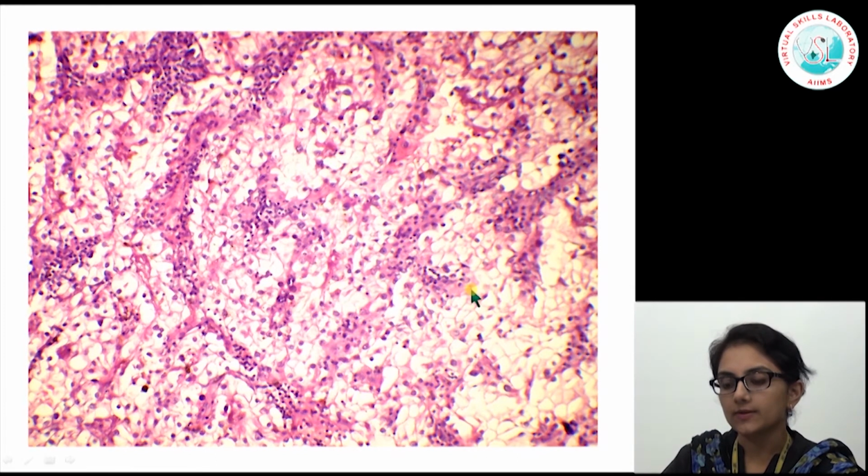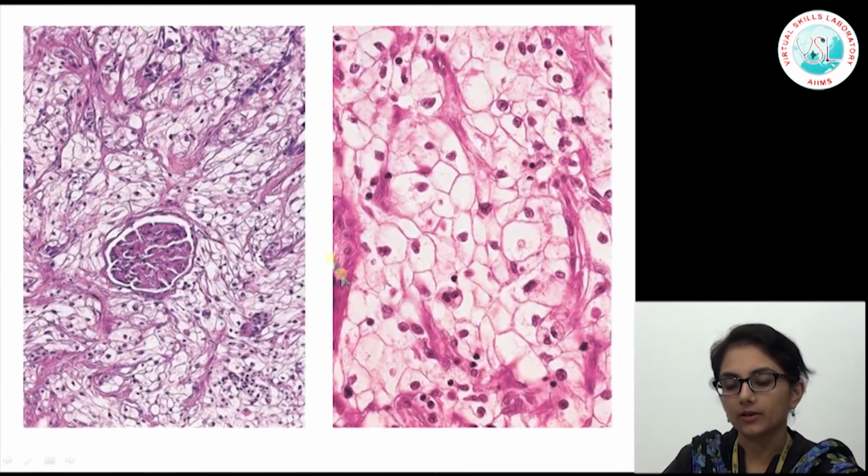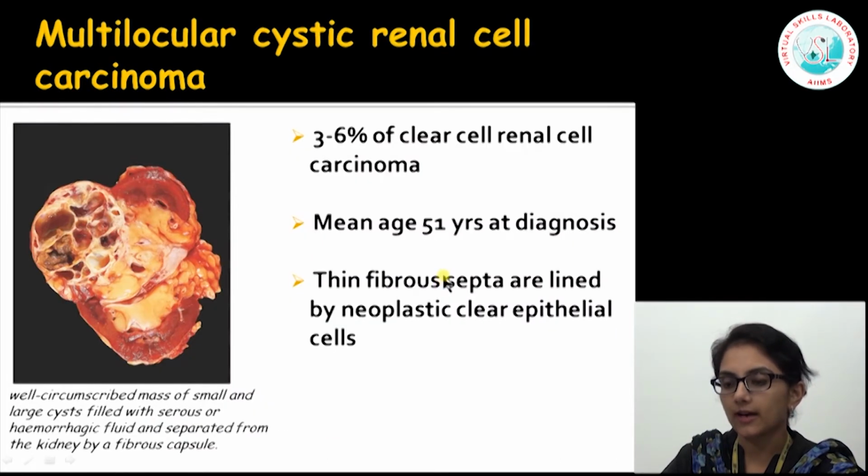Here on the left, you can see the tumor encircling a normal glomerulus in the adjacent kidney. And on high power, we can see the same appearance of these vegetable type-like cells, their abundant clear cytoplasm, and their centrally placed nuclei.